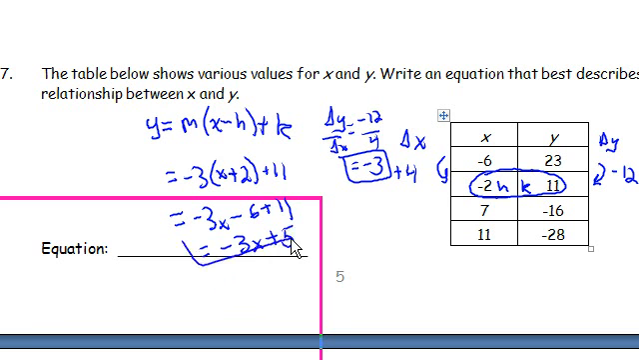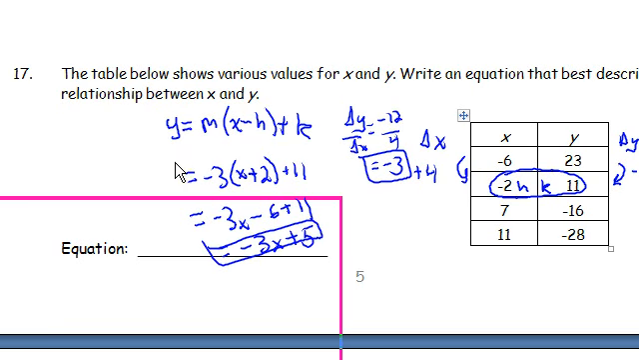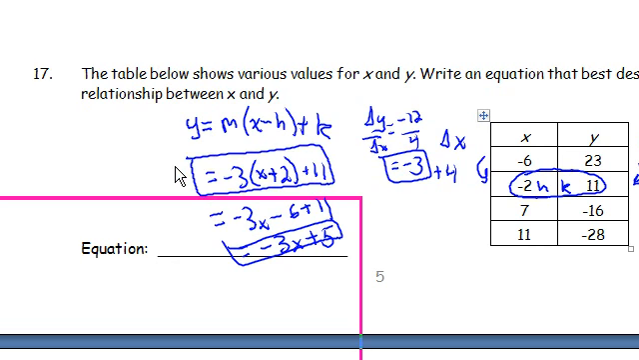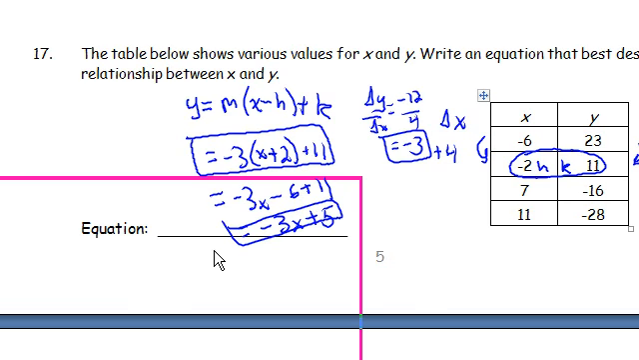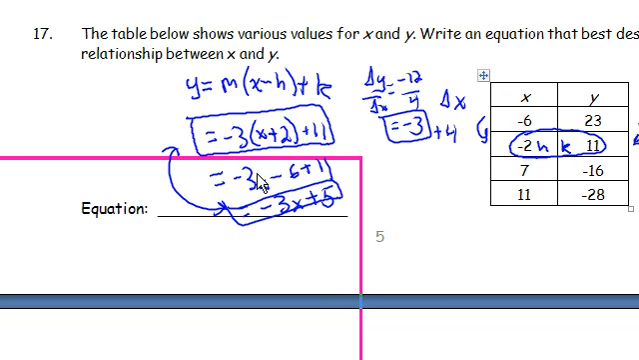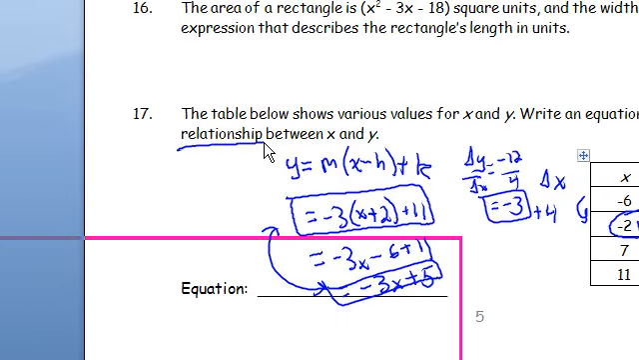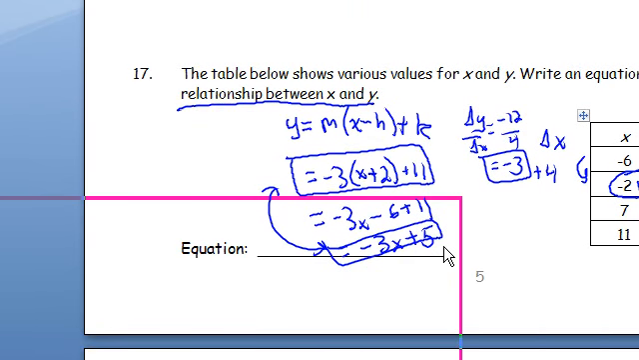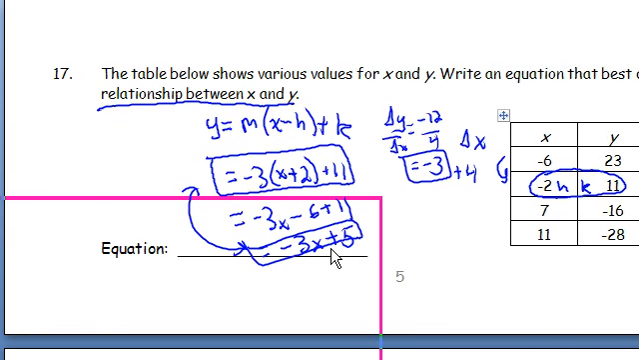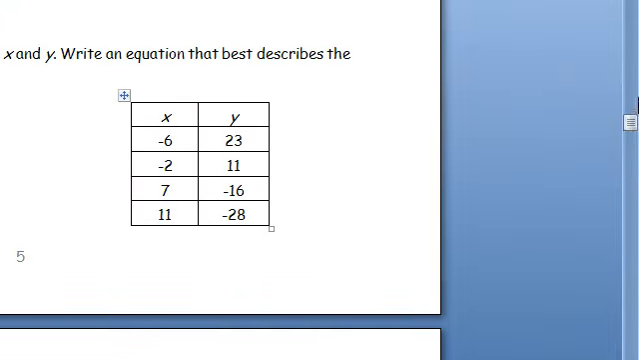So that equation will work also, as will this equation, because it didn't tell you what form of the equation it had to be in. Remember, this is called point-slope form, and this one's called slope-intercept form. And these are both valid forms of the equation to write. It doesn't matter which one you write, because they both describe the relationship between x and y accurately, and they're equivalent. Okay, let's move along to 18.